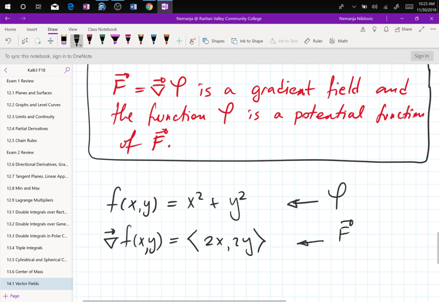That's 14.1. Take a 2-minute break, and then line integrals, 14.2. Bye.